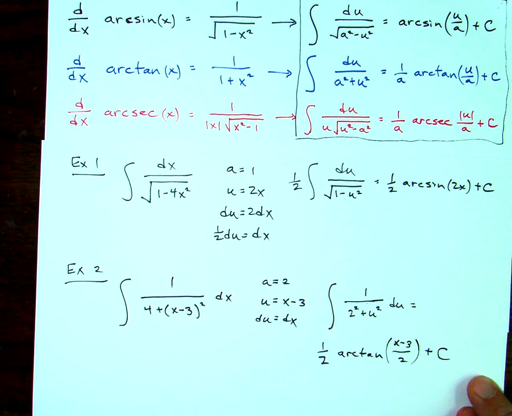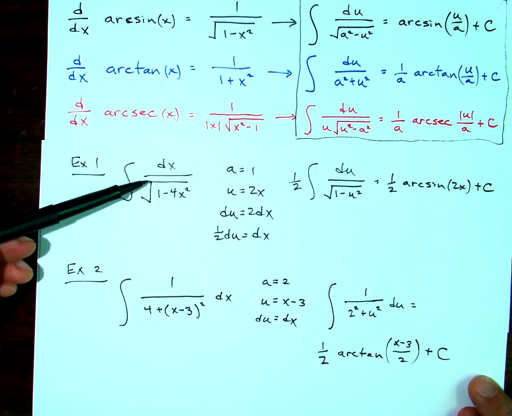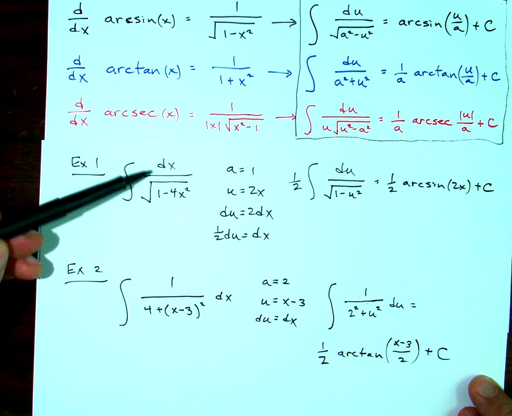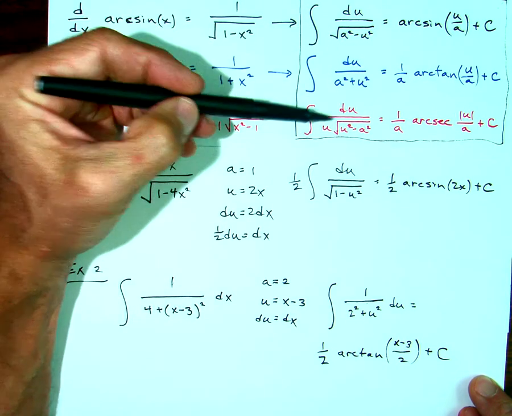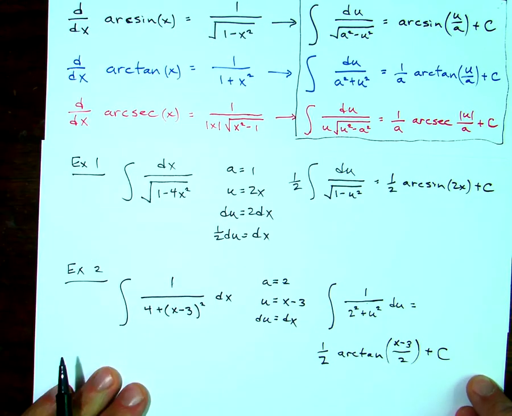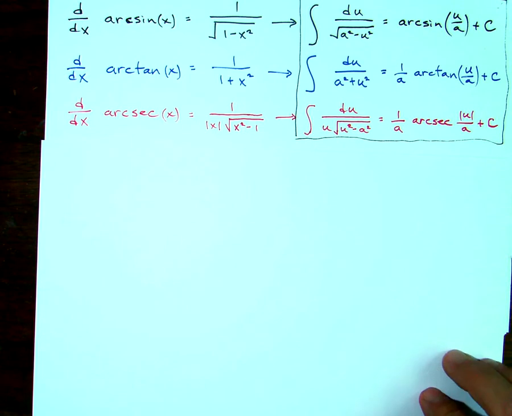plus c. Again, these first two examples show that what we want to do is look for a structure in the integrand that's similar to one of these three. All right, let's look at another example.